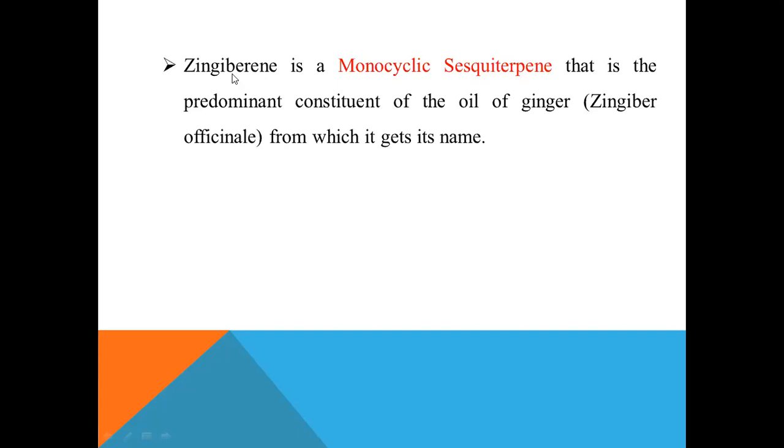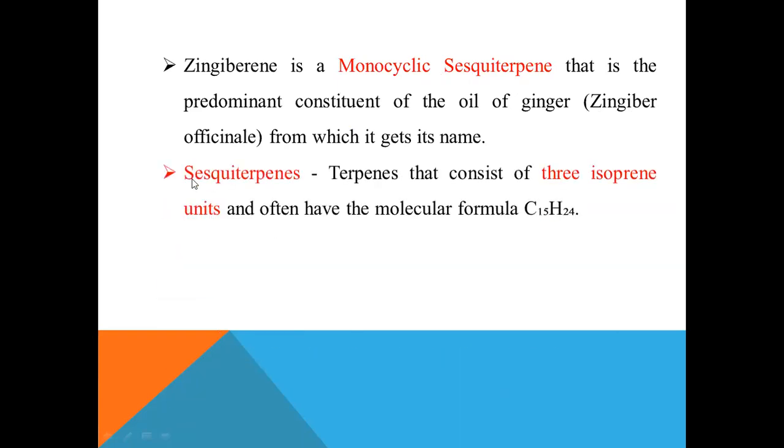In that, gingiberine comes under monocyclic sesquiterpene. This is obtained from ginger. We know ginger, that we call it alum. It comes from Zingiber officinale, which is the botanical name of the source. Coming to sesquiterpenes, what are sesquiterpenes? Terpenes that consist of 3 isoprene units. So the terpenes containing 3 isoprene units are named sesquiterpenes.